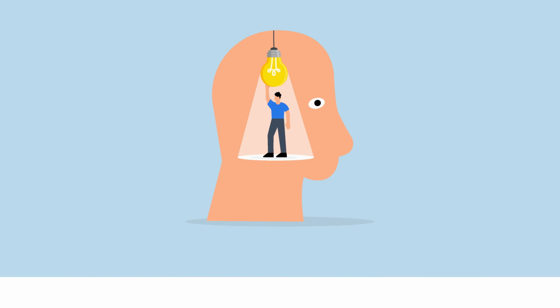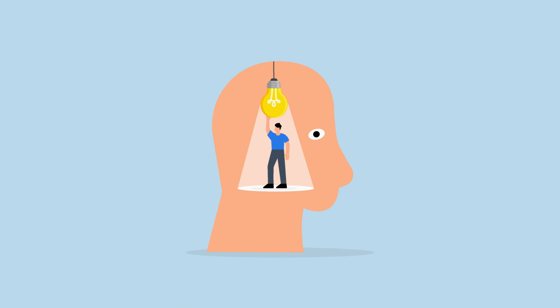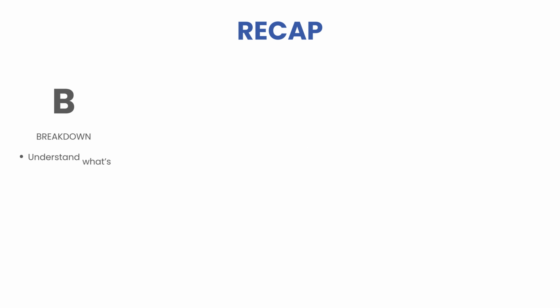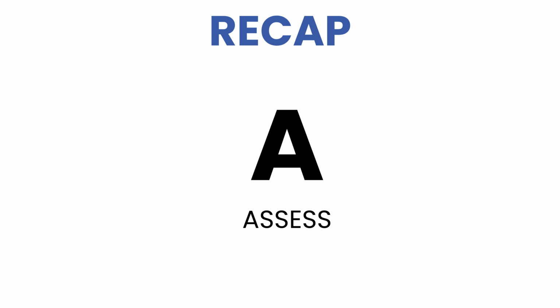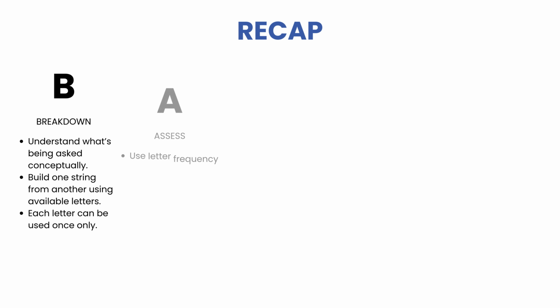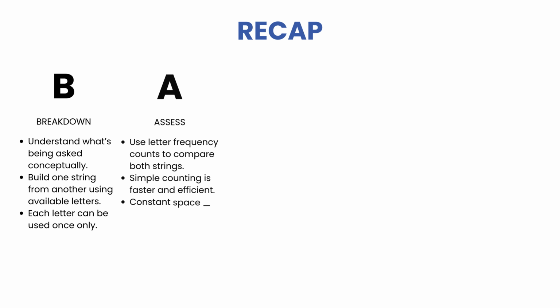So, let's wrap up what we learned from this classic ransom note problem. It's a simple yet clever test of understanding how to use counts efficiently. Breakdown recap. We started by looking at what the task really means. We need to see if we can build one string entirely from another, using each letter only once. It's all about matching letter availability between the two. Assess recap. We compared possible approaches and realized that counting each letter's frequency was the cleanest way. Since we're dealing with lowercase letters, a fixed-size array made it both fast and memory friendly.